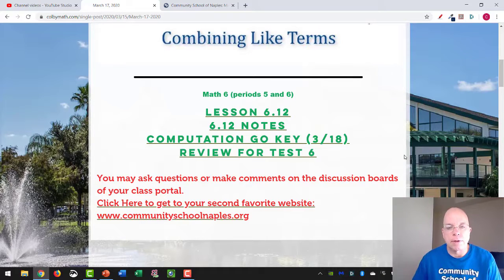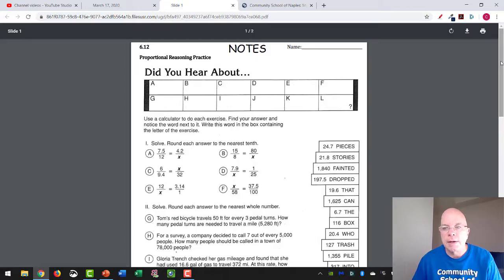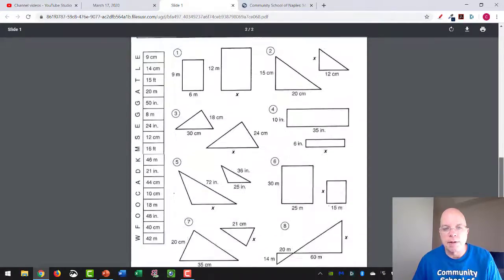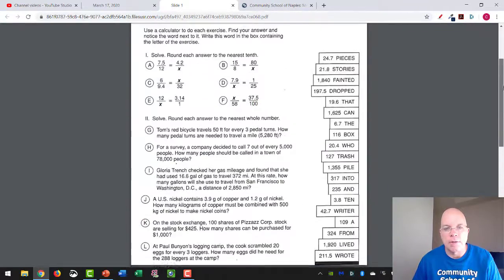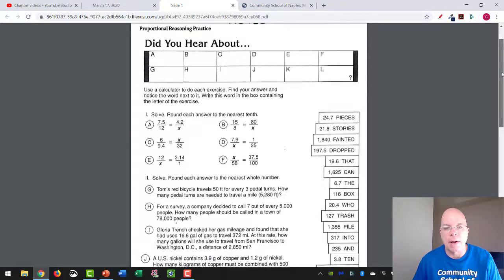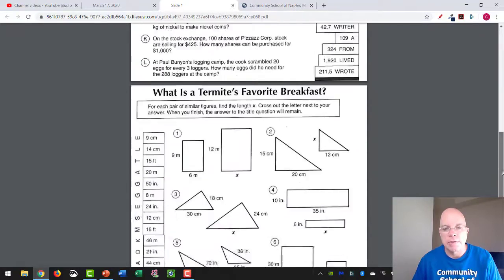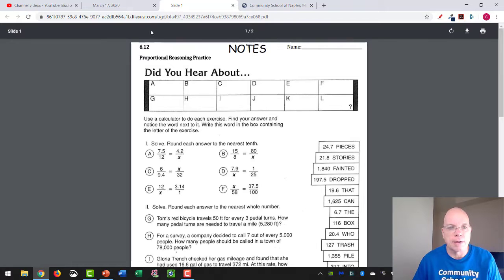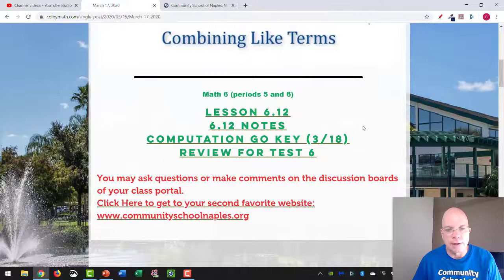And then the key for that computation go is right here, because that computation go is due tomorrow. The notes for today are not typically here. This is a new thing. If you click on the notes sheet, you may or may not want to print this. You can either work from the screen. I've got this all in a Nearpod also that you'll be using, so you decide whether you want to print that or not. But this is the practice we'll be doing together.